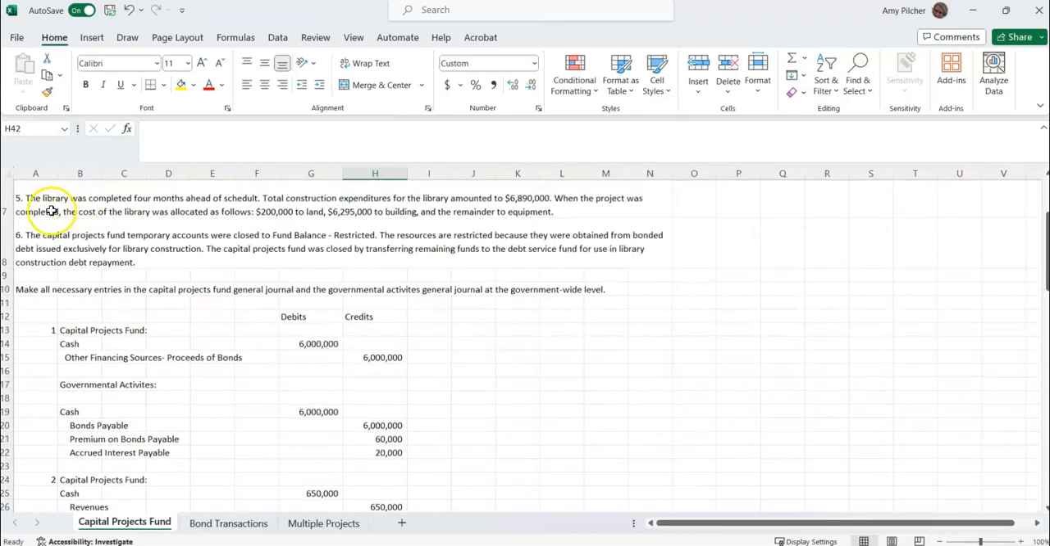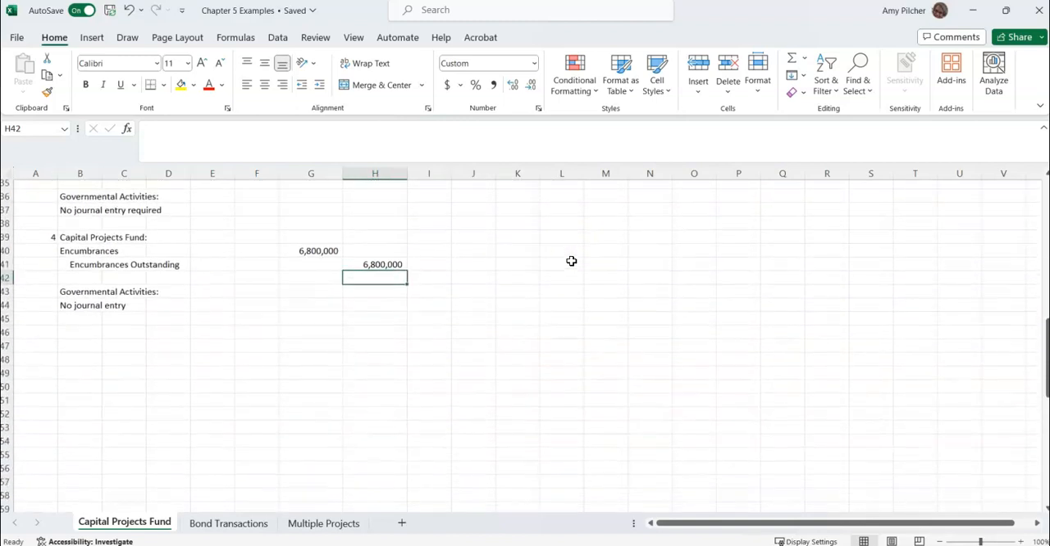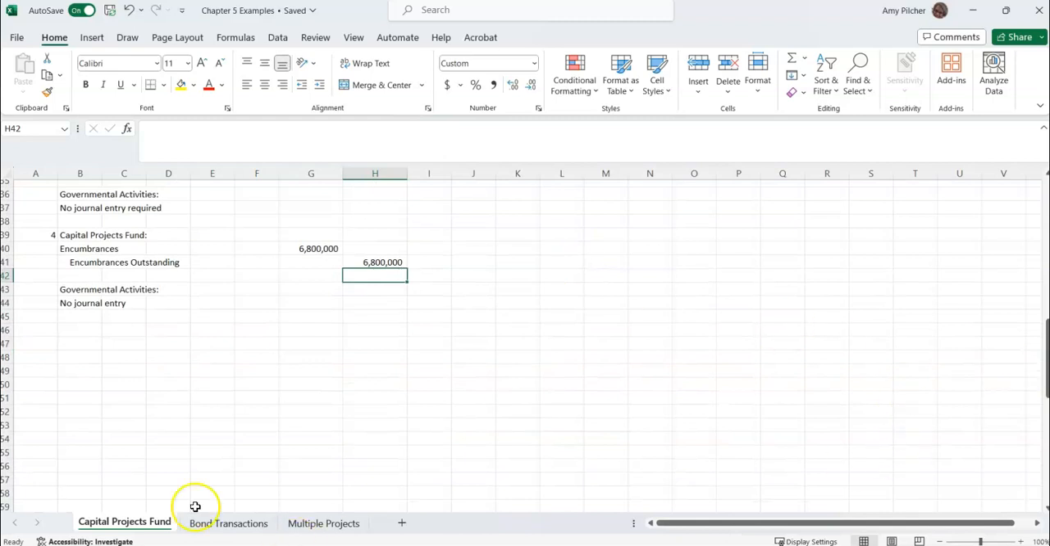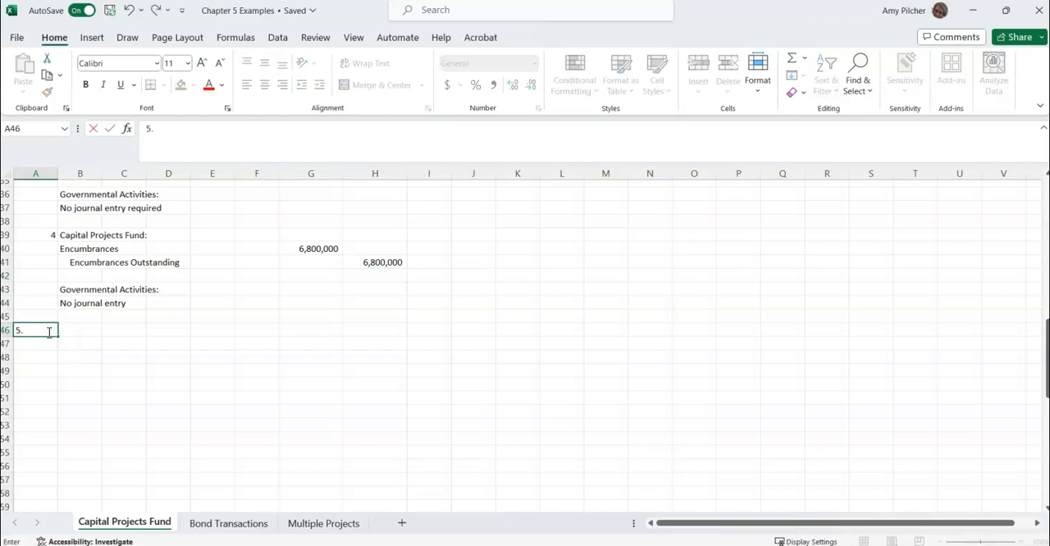In transaction 5, the library was completed 4 months ahead of schedule. Total construction costs for the library amounted to $6,890,000. When the project was completed, the cost of the library was allocated as follows: $200,000 to land, $6,295,000 to building, and the remainder to equipment. So in transaction 5, we're going to record that the construction was finished, and we're going to reclassify those assets to the proper categories. So we've got our capital projects fund where we're going to move that encumbrance.